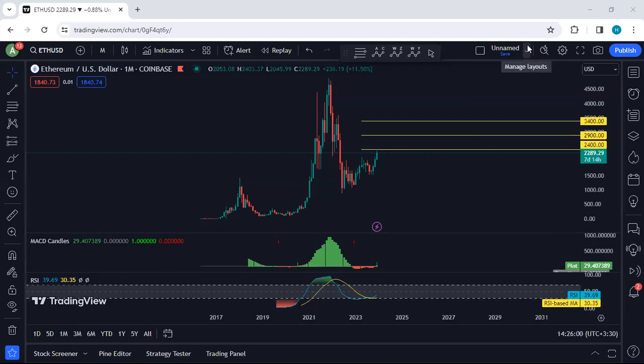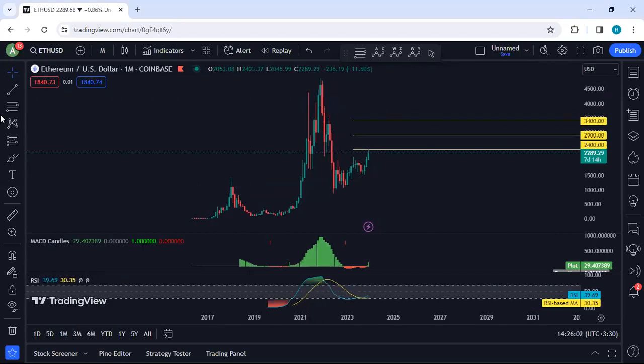ETH, we start with the monthly chart. I want to give a quick update. Based on monthly, we can still look for continuation. The only thing is, with the breakout of 2.4, we're looking for 2.9 followed by 3.4. We don't have anything else to discuss, that's why we move to a lower time frame.